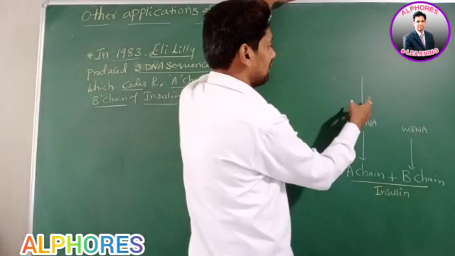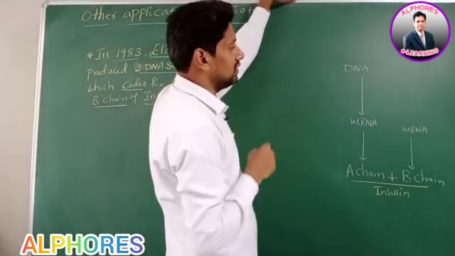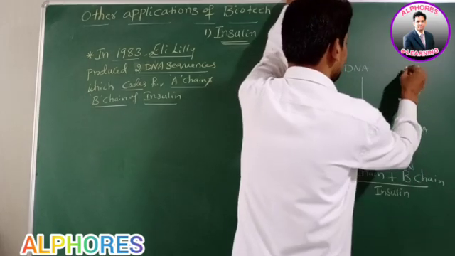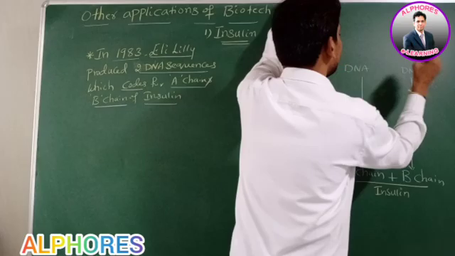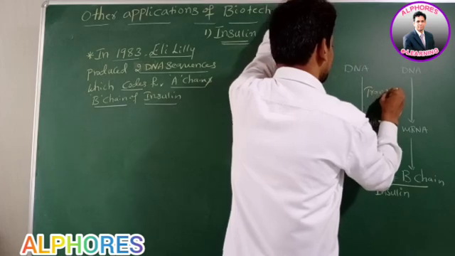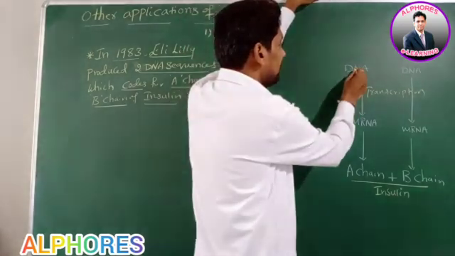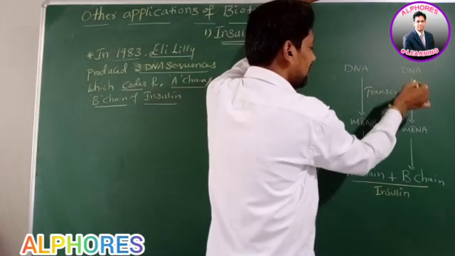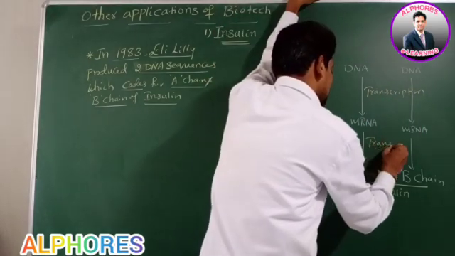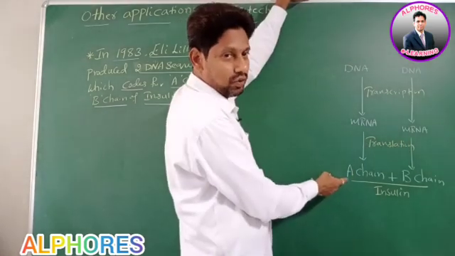mRNA is synthesized by transcription process. Who undergoes transcription? DNA undergoes transcription. Yes or no? Right. Therefore, by which process? Transcription process. DNA synthesizes mRNA by transcription. Now, by translation process, mRNA synthesizes a protein, right?